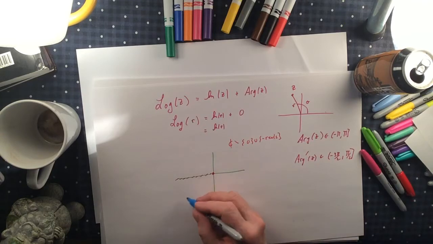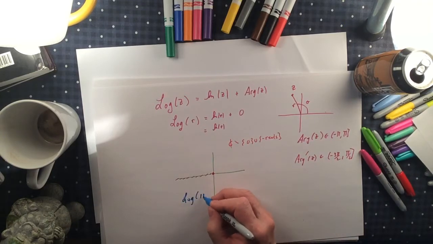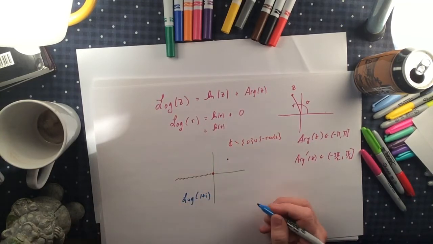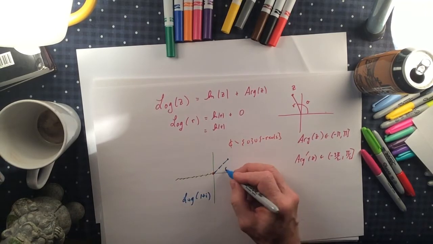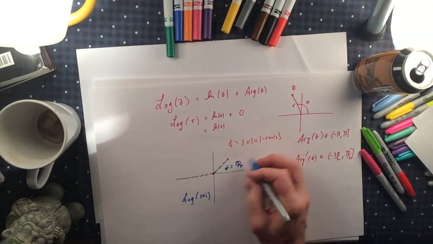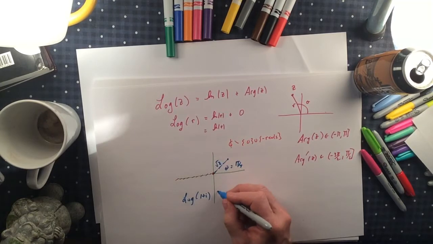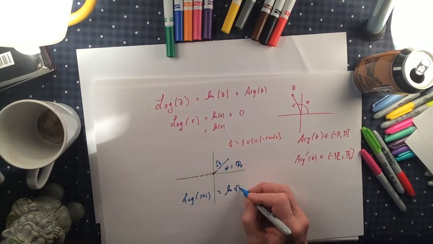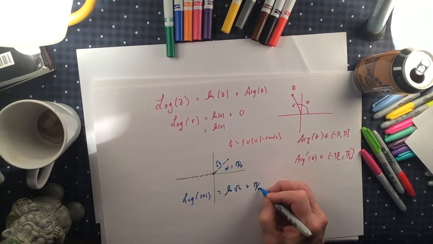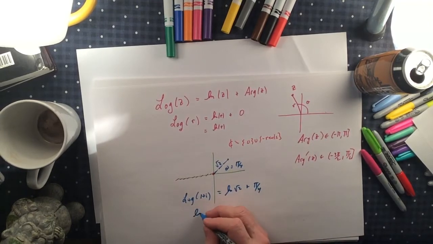So let's do some calculations. What's the log of 1 plus I? Well, that's here. So its angle to there is pi fourths. 1 plus I, its length is root 2, so we get log root 2 plus pi fourths I. There we go. Let's do log of I.